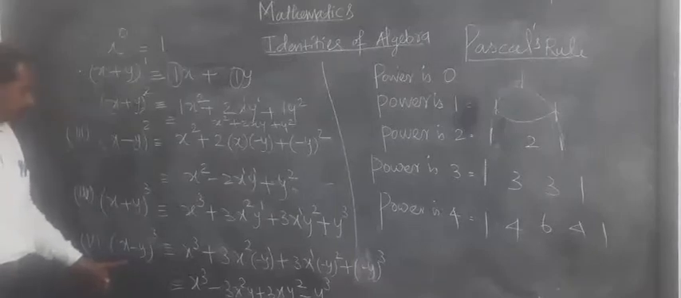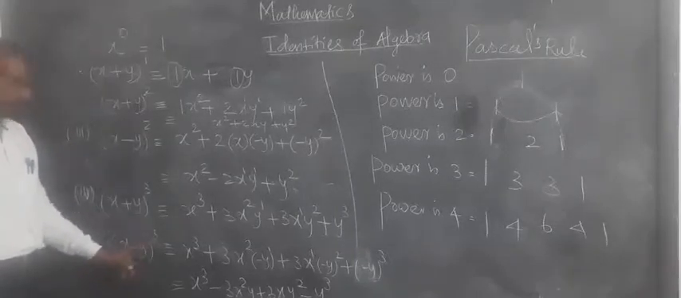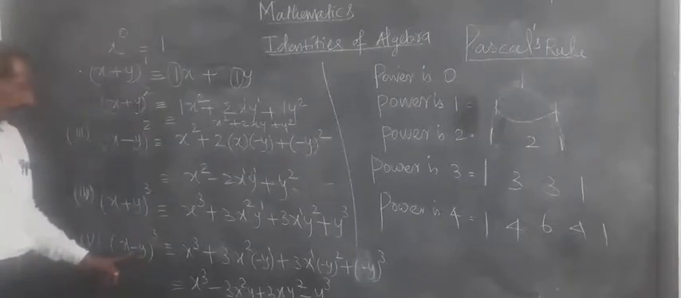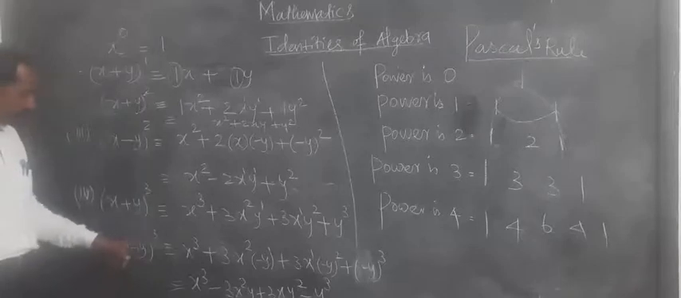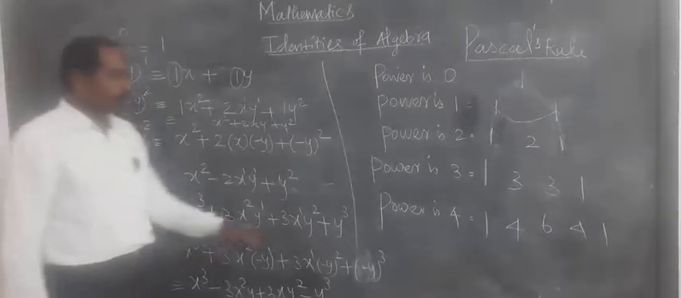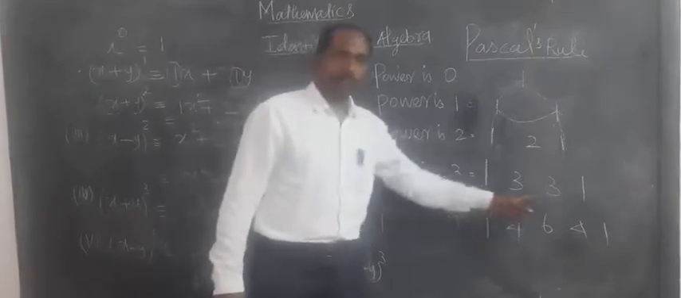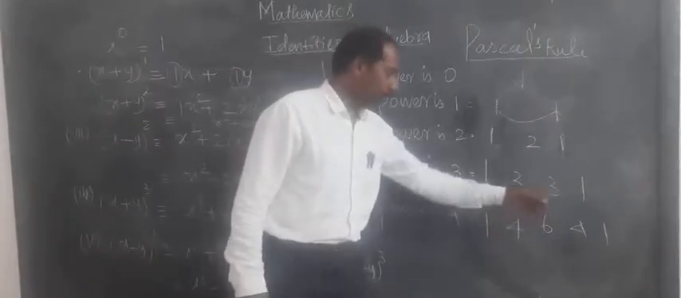Let me explain one more: (x minus y) whole power 3, because here there is a minus. In this, the power is 3, so I know the coefficients are 1, 3, 3, 1.